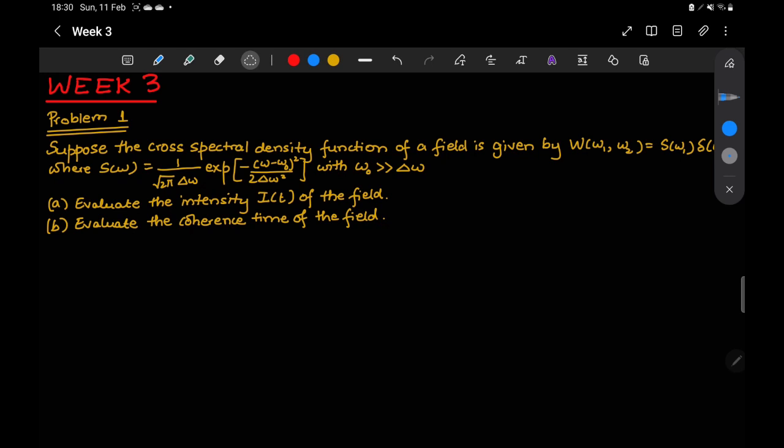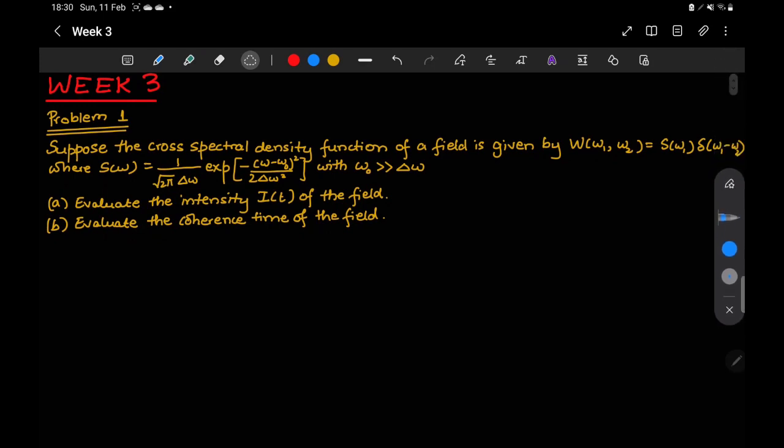So in this week we will be looking at questions wherein we have to find out the degree of coherence and the coherence time for the temporal domain. So let us begin with the very first question.